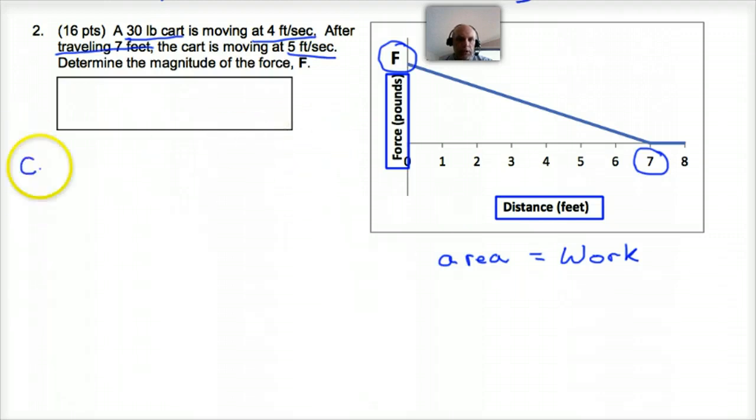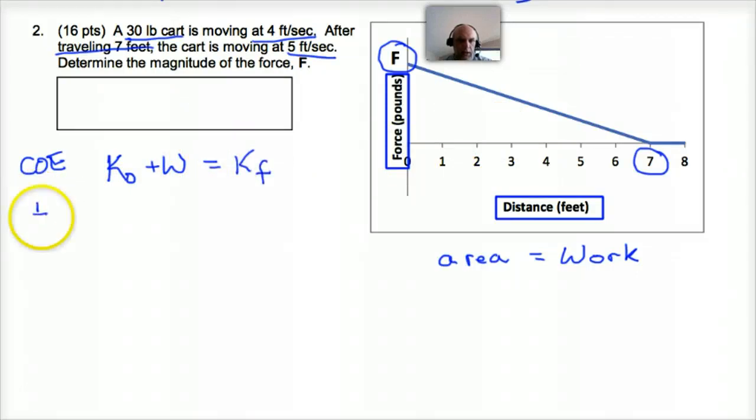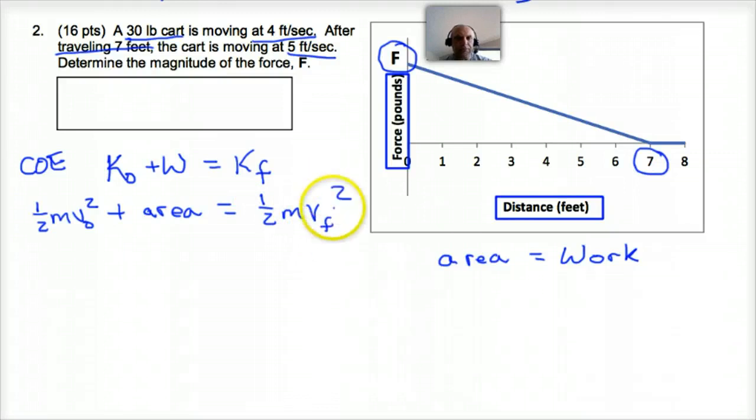Alright, so we're going to use conservation of energy, and leave out the non-zero terms because all we have is our initial kinetic energy plus some work, as given by our graph here, is going to be a final kinetic energy. Okay, so 1/2 mass velocity squared plus, in this case, the area is going to be 1/2 mass final velocity squared.